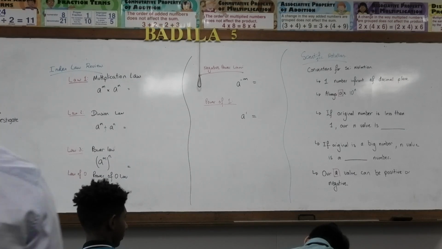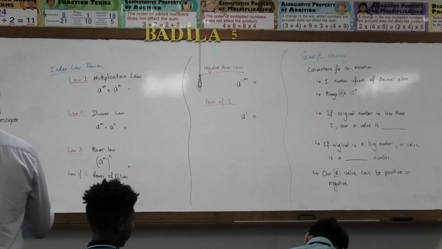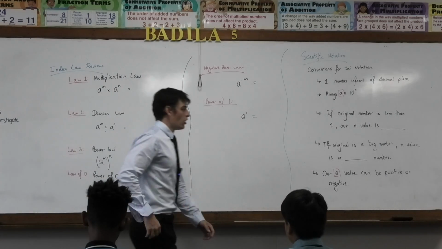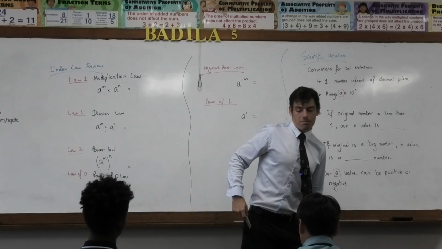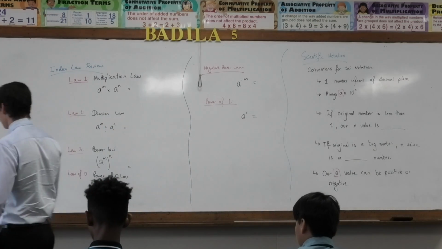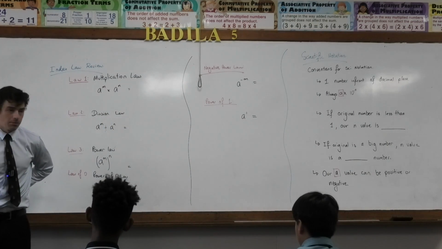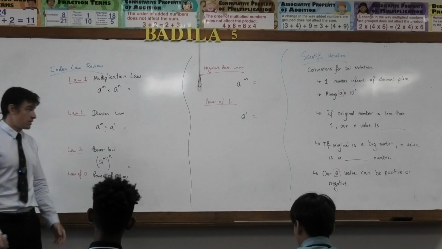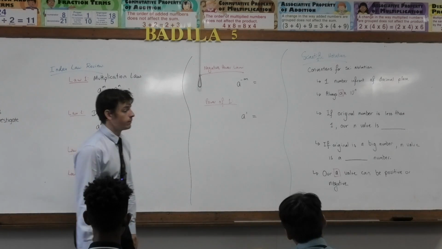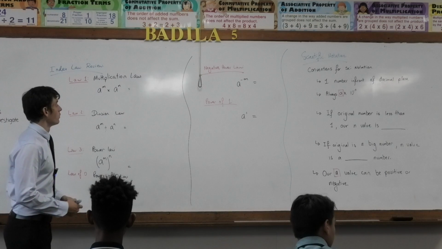Okay, so let's talk about these index laws first, and we'll come over and discuss our scientific notation. So the law 1, I don't like calling it law 1, but it might come up every now and then, maybe in a quiz that we've got going on soon. Law 1 is the law of multiplication, which is some number to the power of m times the same number to the power of n. What do you reckon the law is?